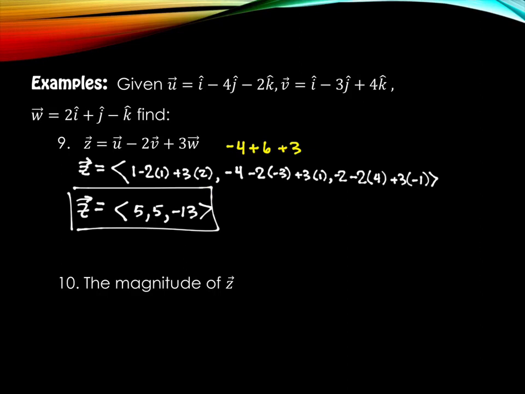How do I find the magnitude of z? It's the distance formula, right? Yeah, it's the distance formula with those individual components. So the magnitude of z is the square root of 5 squared plus 5 squared plus 13 squared. What's that as a total?